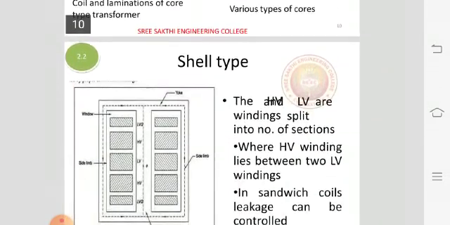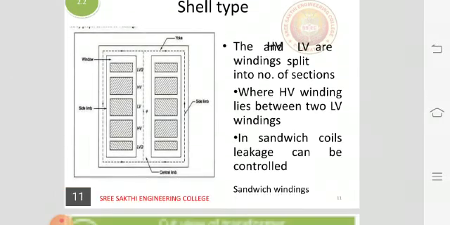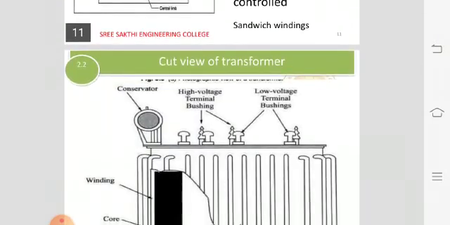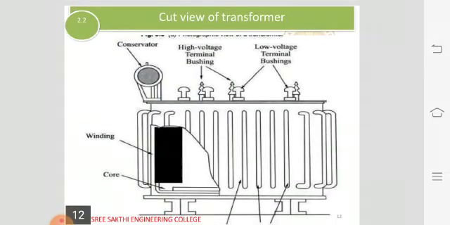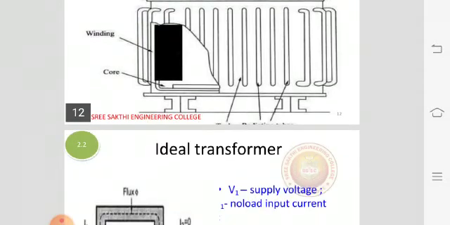Next one is shell type. The HV and LV windings are split into number of sections, where HV winding lies between two LV windings. In such sandwich coils, leakage can be controlled. So this is a cross-sectional view of a transformer in which we are having a winding, then core, conservator, high voltage terminal bushing and low voltage terminal bushing.